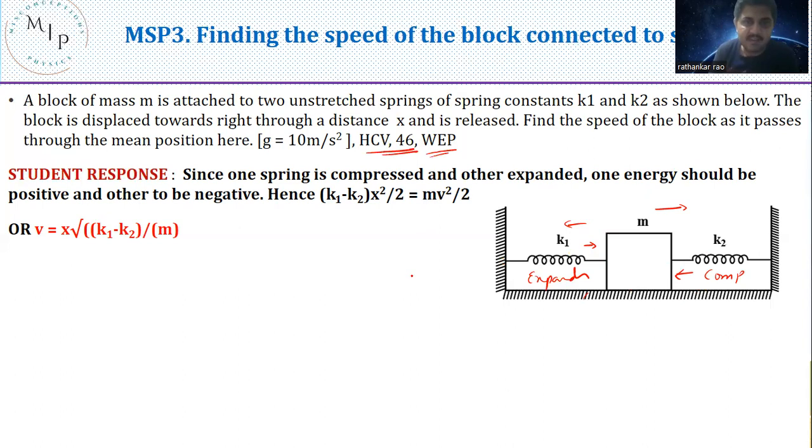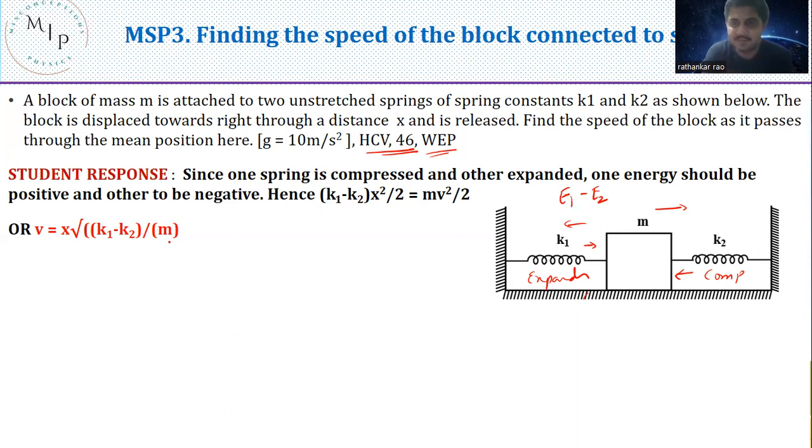And as a result of it, they said that the difference in the energies, E1 minus E2, because if you have to compress this, then you have to expand this. You need to do some work. Then they said E1 minus E2, which is half K1 X square minus half K2 X square, should be equal to half MV square. So this is the answer they have got. Equating these two, you get V is equal to X into square root of (K1 minus K2) by M. So this is what they thought is how it should happen.